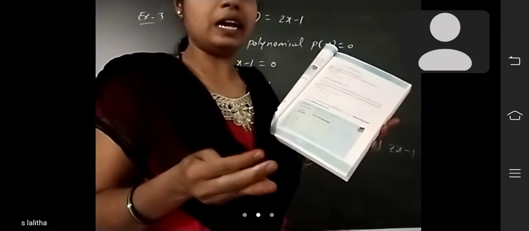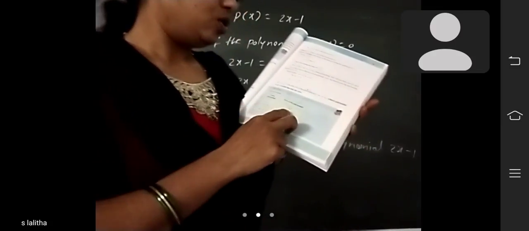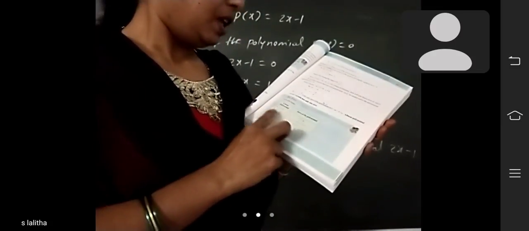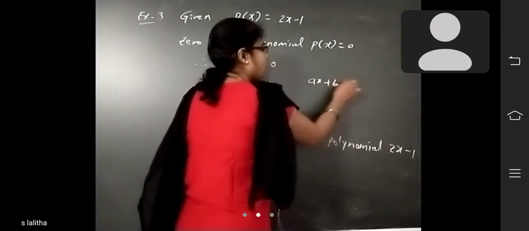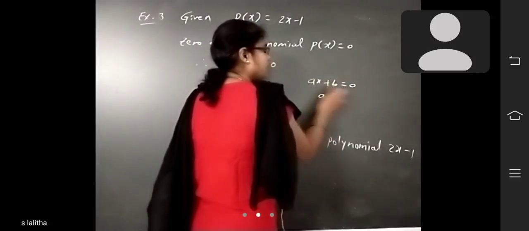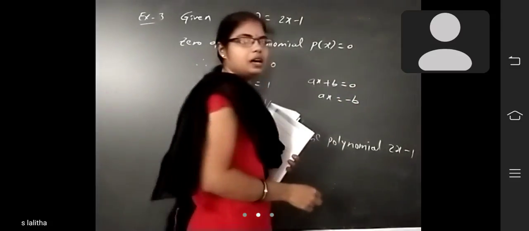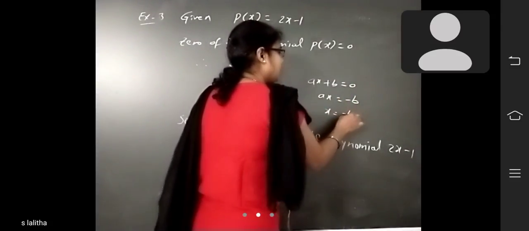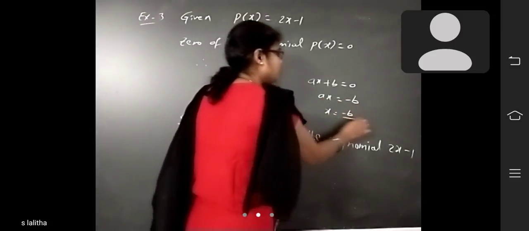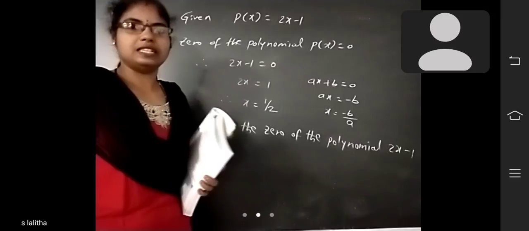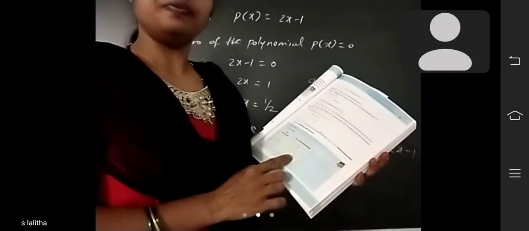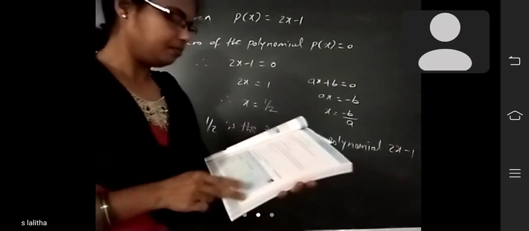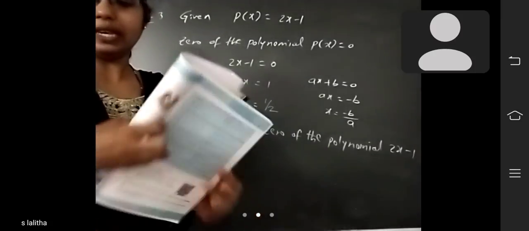Transpose minus a to right hand side. What will become? X is equal to a. So what is the blank there? A, right. Next, ax plus b. What is the 0 of the polynomial? Ax plus b equal to 0. Ax is equal to plus b, transpose to right hand side. What will become? Minus b. So x is equal to minus b. Here a is multiplied. If you transpose to right hand side, what will become? Divide. X is equal to minus b by a. Ax minus b is equal to plus b by a. Already they are given.